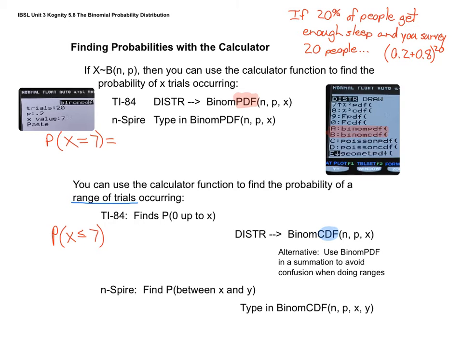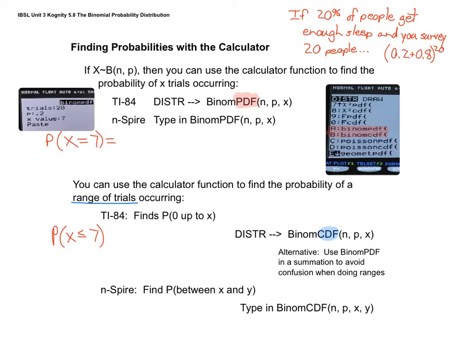All right, so I want to look at how to use the calculator to find your probabilities. And even if you have the 83, you can still do this. It just doesn't give you the handy little menu, so you'll just have to remember what order to type things in.